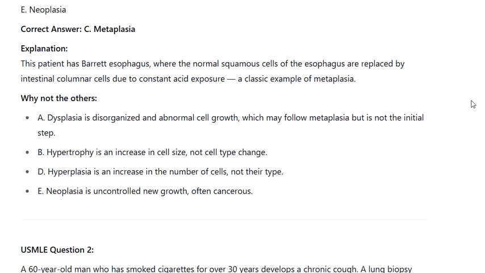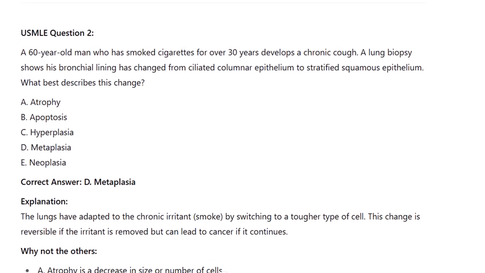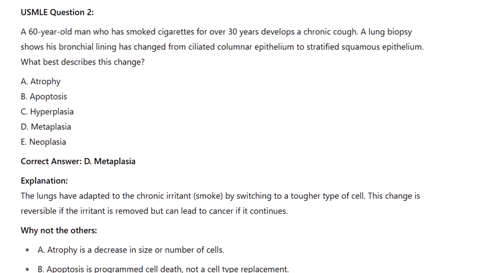USMLE question 2. A 60-year-old man who has smoked cigarettes for over 30 years develops a chronic cough. A lung biopsy shows his bronchial lining has changed from ciliated columnar epithelium to stratified squamous epithelium. What best describes this change? A. Atrophy. B. Apoptosis. C. Hyperplasia. D. Metaplasia. E. Neoplasia.